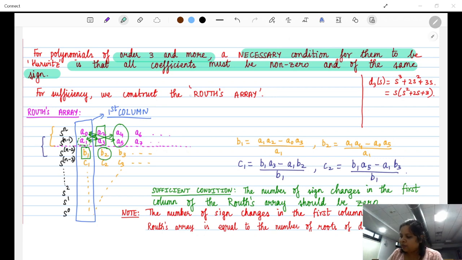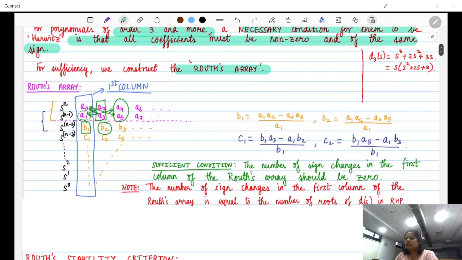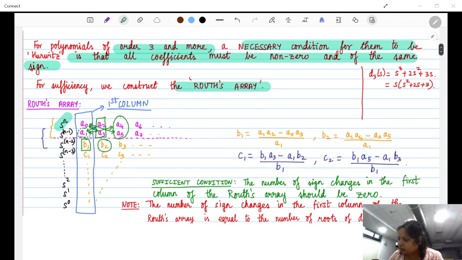For sufficiency, we construct a Routh array, and that Routh array is constructed like this: whatever highest power you have, whatever is the order of the system, you go on decreasing it one by one, and then you have to put the values accordingly. So if this is the case, then b1 is a1 a2 minus a0 a3. We arrange the coefficients in such a way that a0 comes first, then a1 comes second in the same column, a2 is next to a0, and in that way.